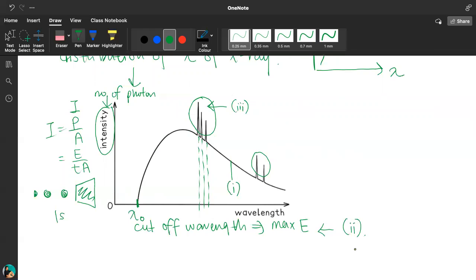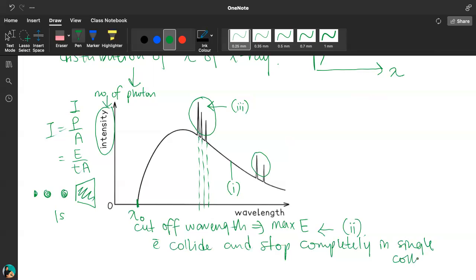Okay, so explain why there's a cutoff wavelength. You say because electrons collide and stop completely in a single collision. Right? So the cutoff wavelength, the spike, and the continuous spectrum, you need to be able to explain all of this. Right, that's the first part.